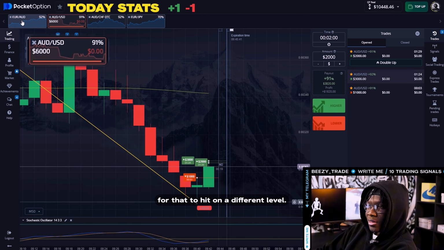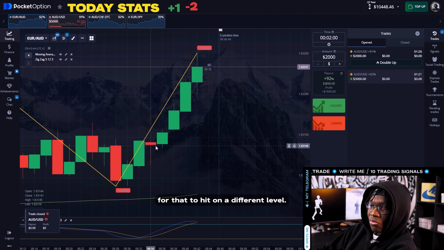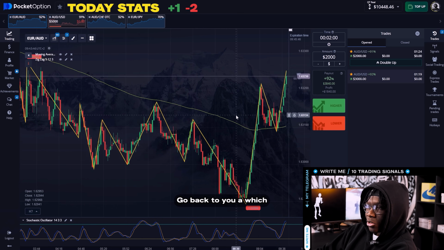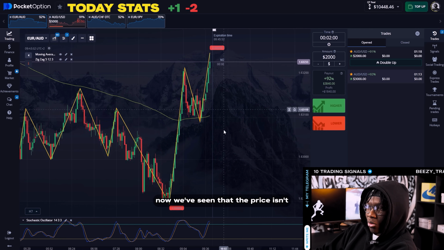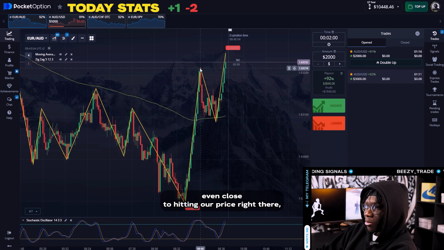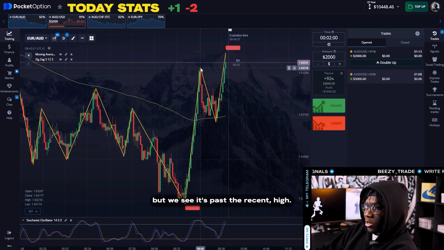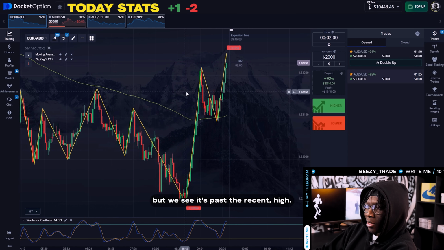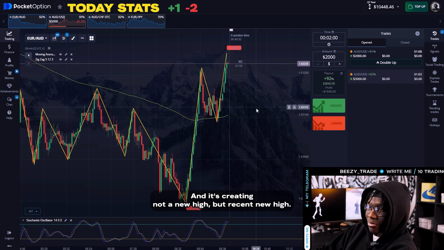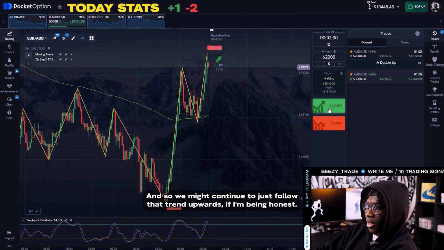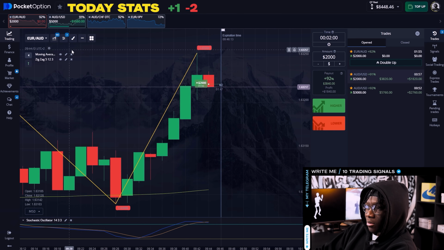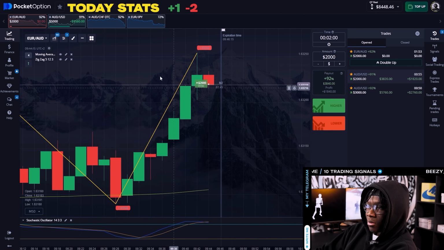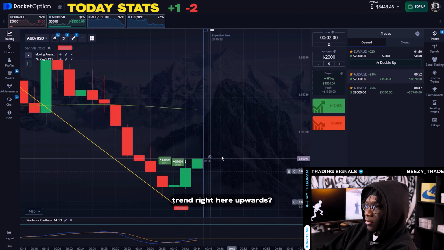So while we're waiting for that to hit on a different level, go back to Euro AUD, which we were able to take profit based on the fact that it was going up. Now we've seen that the price isn't even close to hitting our price right there. But we see it's past the recent high, and it's creating not a new high, but recent new high. And so we might continue to just follow that trend upwards, if I'm being honest. I'm going to follow this trend right here, upwards.